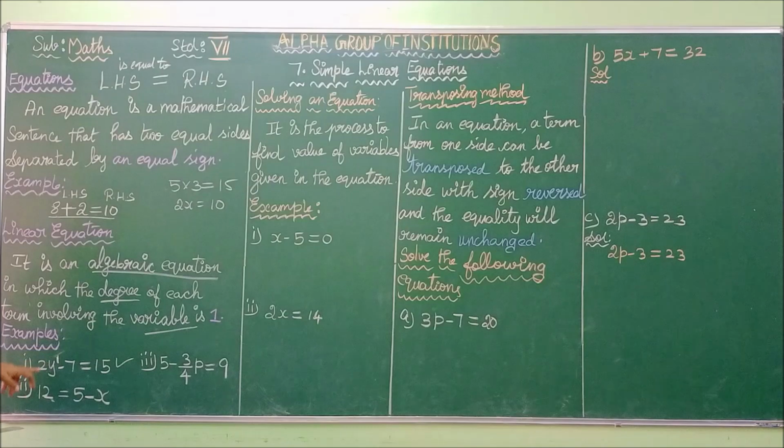Okay, children, see the next example: 12 equal to 5 minus x. It is an equation first, and among the equation, which is the variable? x.